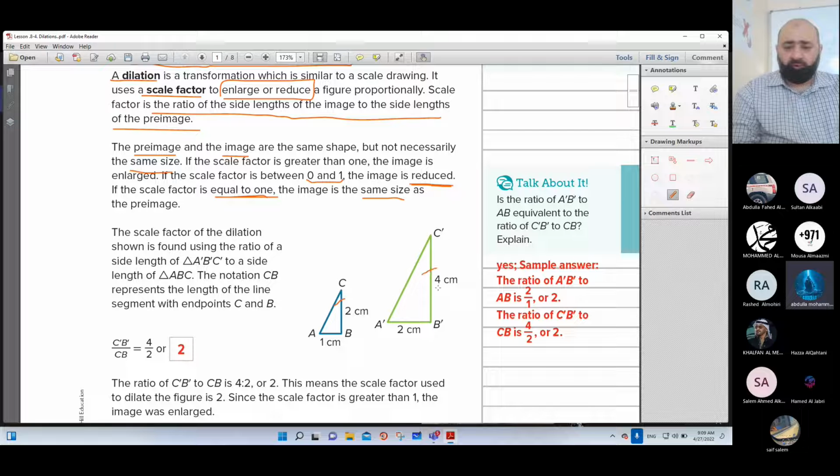If you compare CB with the corresponding side in the second triangle, C prime B prime, the ratio is 4 over 2, which means 2. The name of 2 here is the scale factor. And as you see here, we have the same ratio: A prime B prime to AB is 2 over 1, which is 2. So the scale factor is 2.